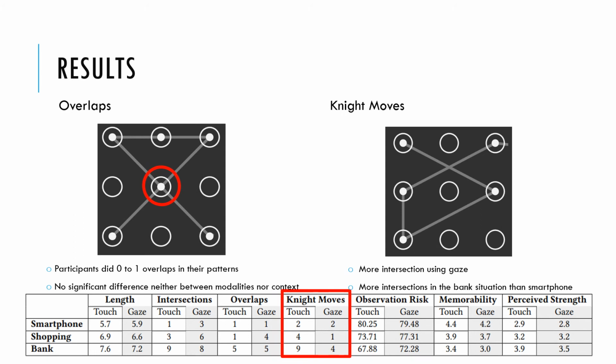We also analyzed the number of knight moves participants did in the patterns. A knight move specifies the connection of two distant cells that are not directly neighbored, as seen here in the figure. We did not find any statistically significant effect of the modality on the number of knight moves in the patterns, and neither did the situation. However, it was noticed that users tend to make more knight moves in the online banking situations.